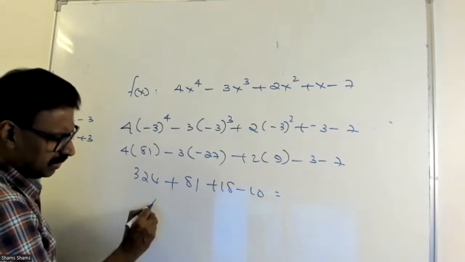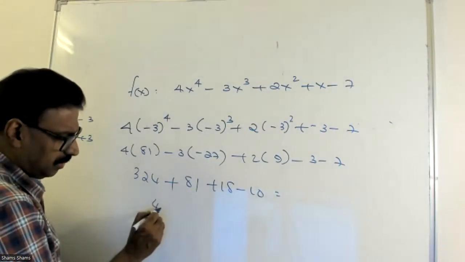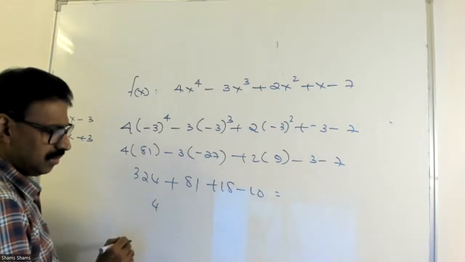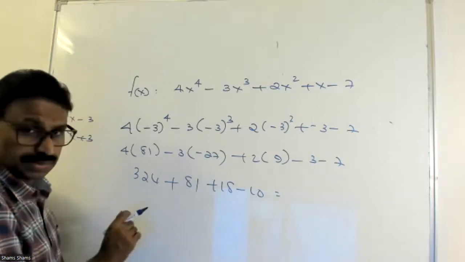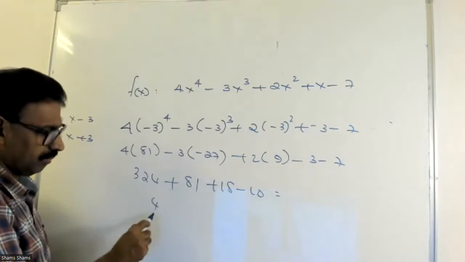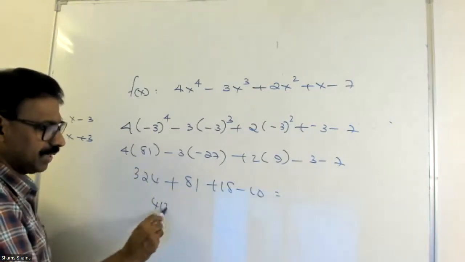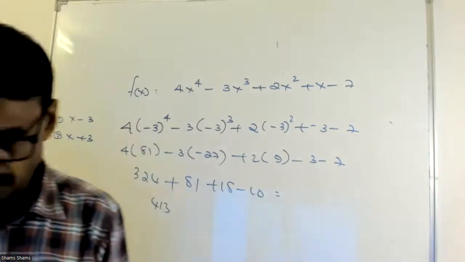324 plus 81 plus 18 minus 3 minus 7. So 405 plus 8. So that means how much? Sir, 413. Final answer. So the final answer is 413.